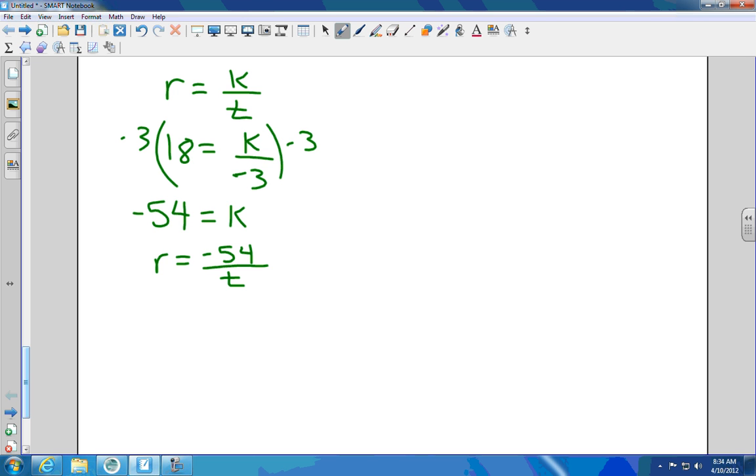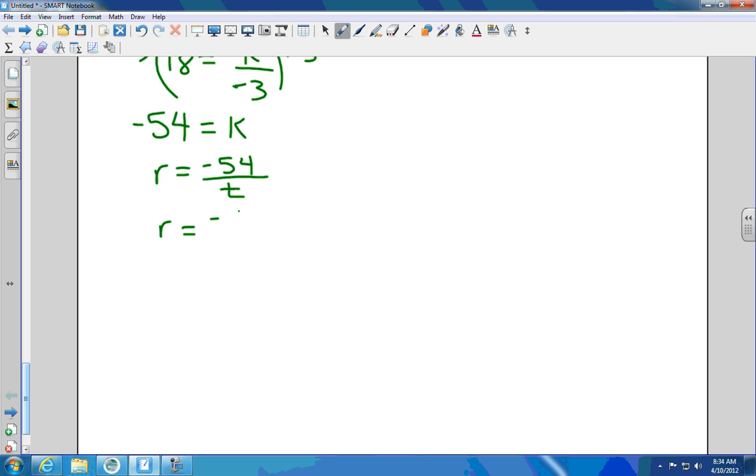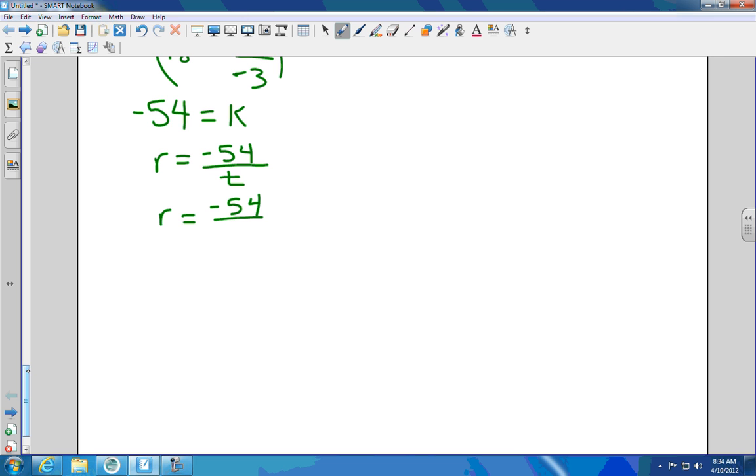And what t did they want us to plug in? Negative 11. So negative 54 over negative 11. So what's R equal when t equals negative 11? 4.9. And 54 over 11 is the simplified fraction.